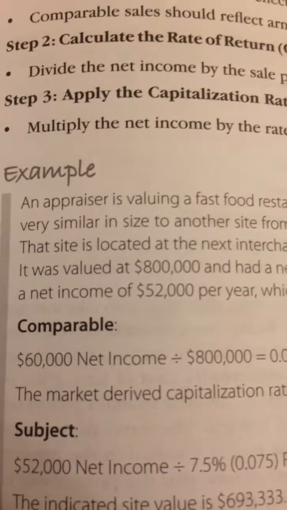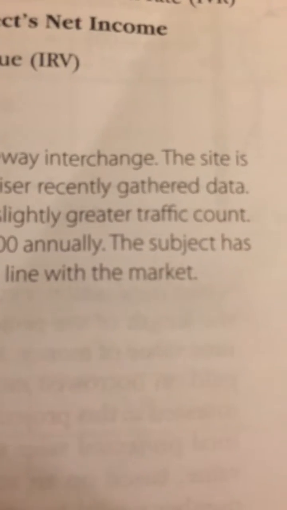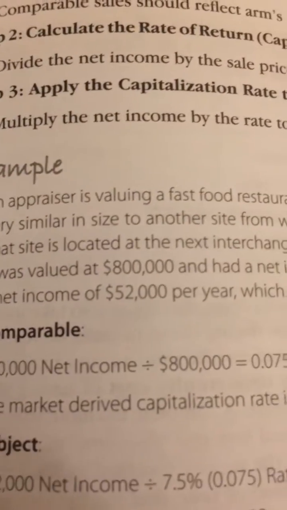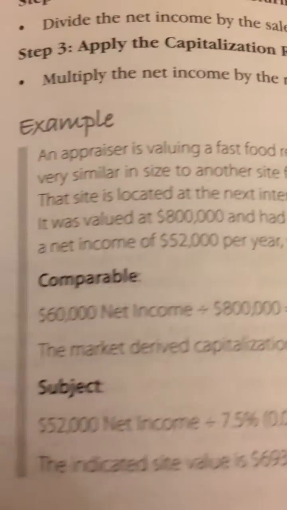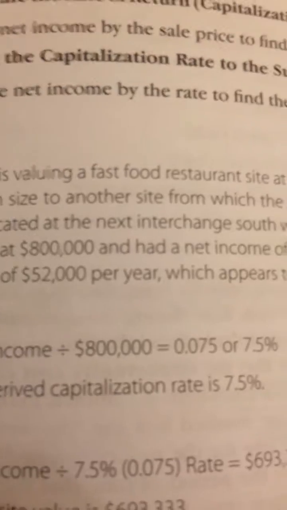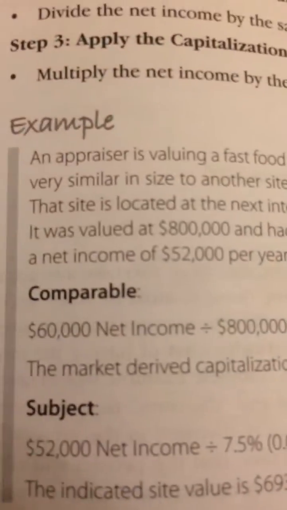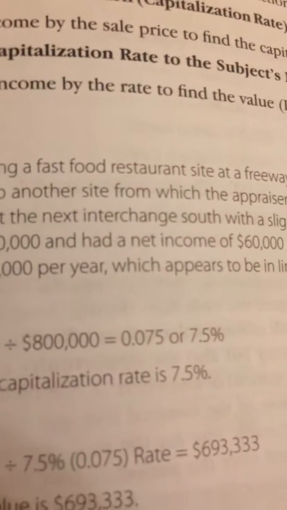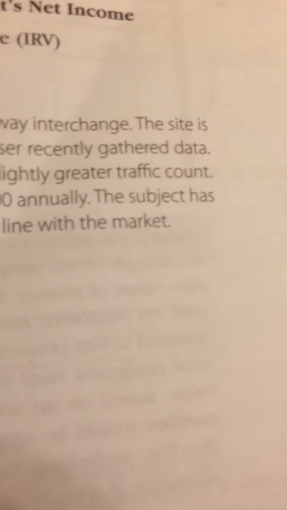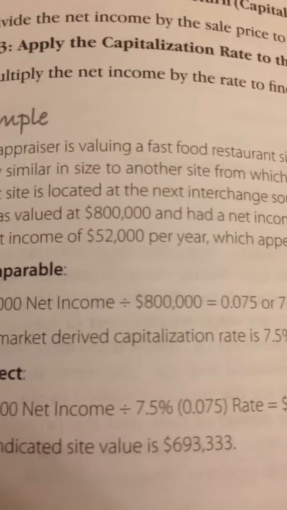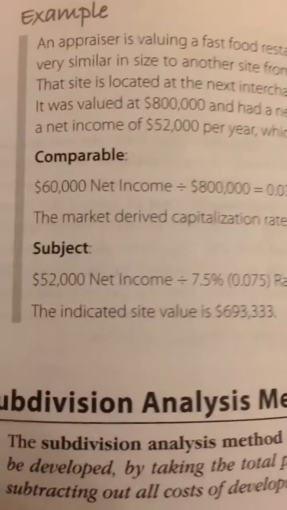Example. An appraiser is valuing a fast food restaurant site at a freeway interchange. The site is very similar in size to another site from which the appraiser recently gathered data. That site is located at the next interchange south with a slightly greater traffic count. It was valued at $800,000 and had a net income of $60,000 annually. The subject has a net income of $52,000 per year, which appears to be in line with the market.